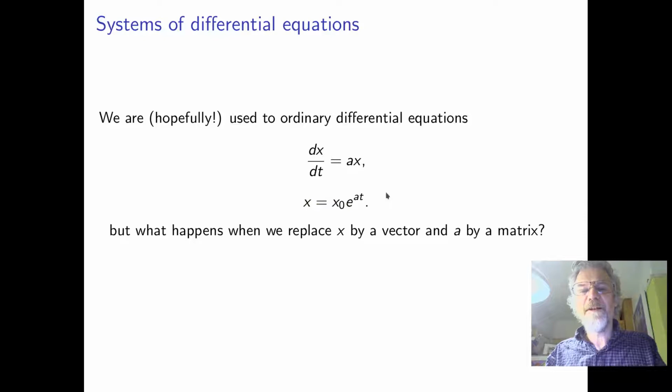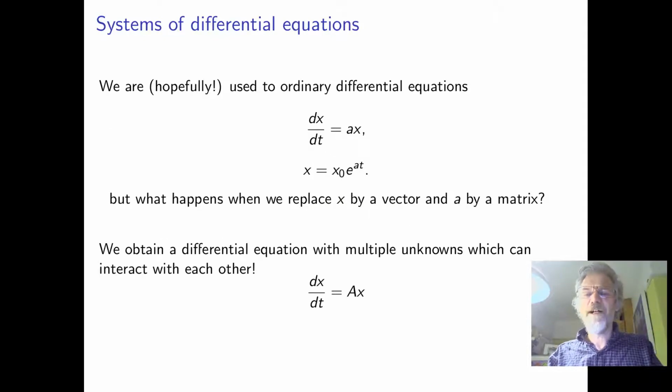But what about if x was a vector and a was a matrix? And this is quite a common form. In fact, scalar nth order differential equations can be rewritten as a system of n differential equations of first order. And so there's much more generality than you might initially think. Sometimes you can trade off the order of the differential equation against the size of the vector.